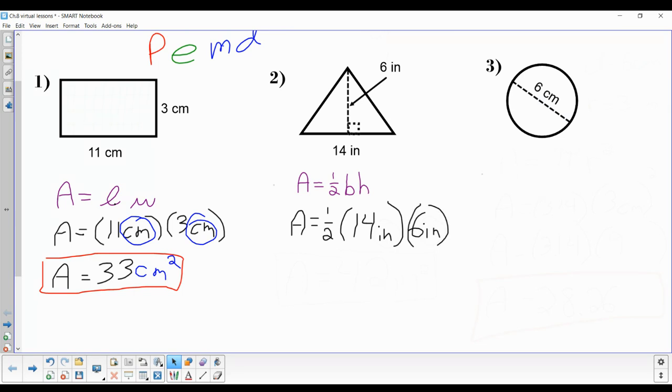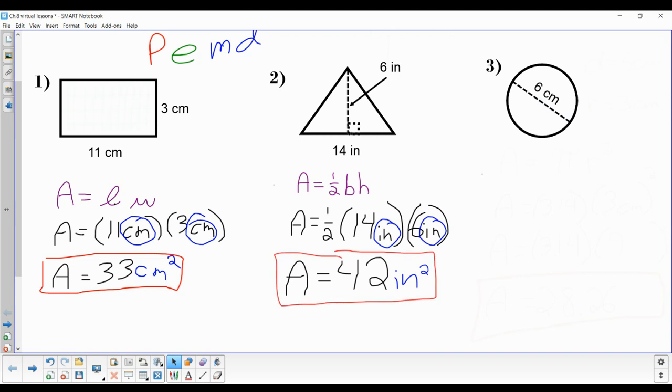We wrote the formula, we plugged into the formula, and now we solve using the order of operations. Again, there's nothing inside the parentheses to do. There are no exponents, and it's all multiplication. When it's all the same level of the order of operations, it's all multiplication, then you can do it all at once. I can do 1/2 times 14 is 7, and 7 times 6 is 42. So the area is equal to 42. And then we have inches times inches is inches squared. So the area equals 42 inches squared.